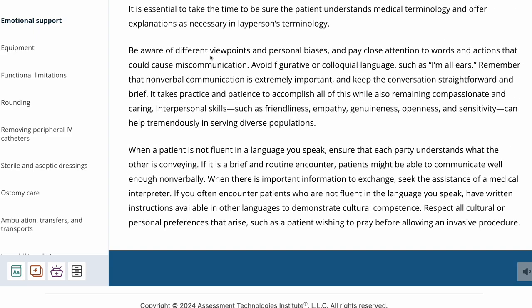Be aware that you might have different viewpoints or different personal biases that may be different from your patient, especially now. There are a lot of different viewpoints. A lot of patients who are boomers, they don't believe in all this sexuality stuff that's going on. They don't believe in LGBTQ. They don't believe in man being with a man, whatever. Most of them, not all, but most of them just do not believe in those things.